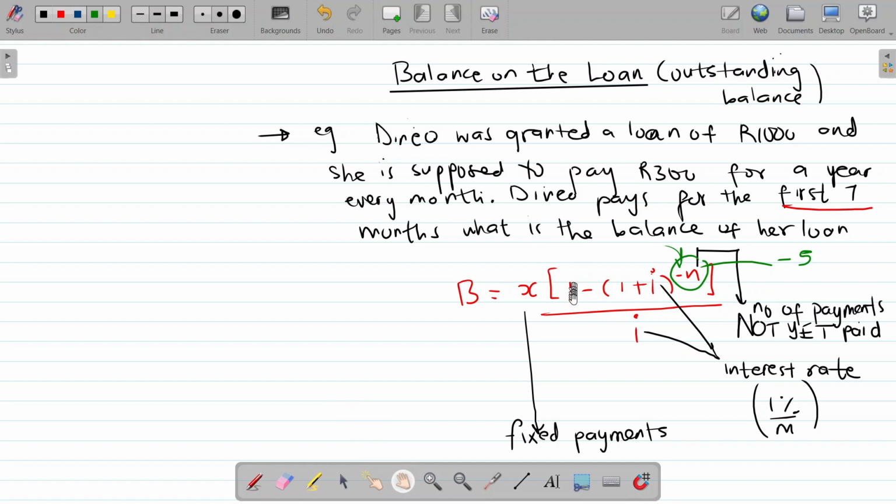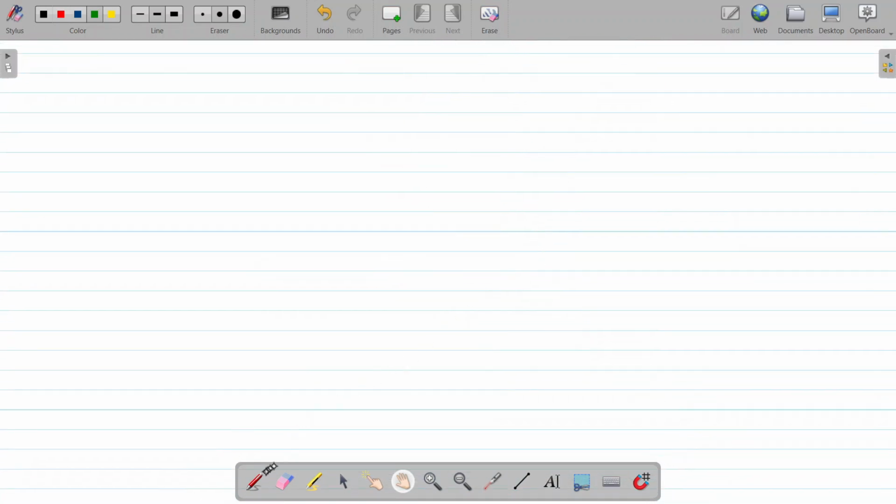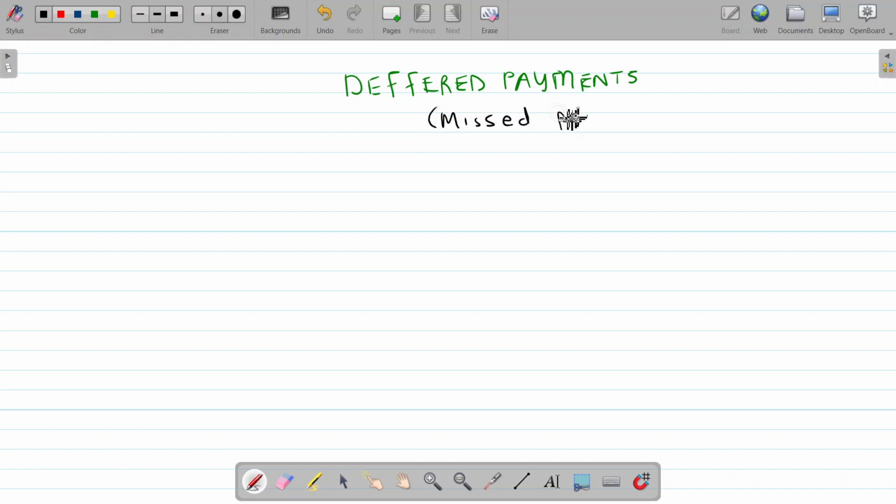Okay, cool. Now, this is super interesting because it also introduces us to what we call deferred payments. Deferred payments are missed payments, basically. These are payments that this person cannot make. Unfortunately, something happened. They lost their job, and now they can't continue paying their loan.